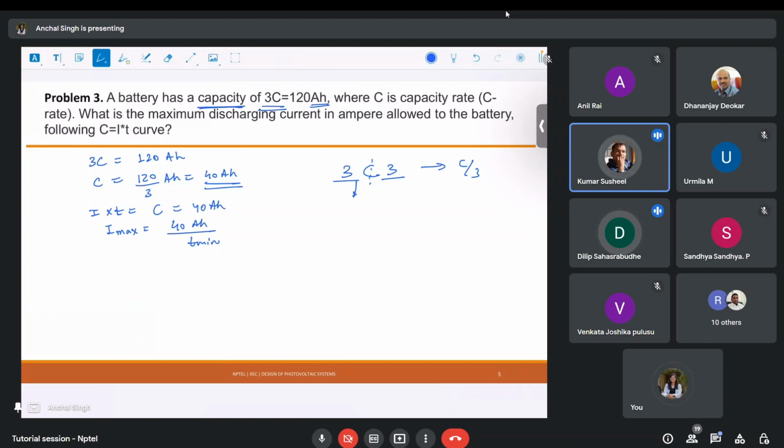Just read the statement before the comma: the battery has a capacity of 3C. After the comma you read where C is the capacity rate. C is a capacity rate, 3C is not a capacity rate. And in the bracket, is it mentioned C rate? Yes, in the bracket it is mentioned, the C rate. Okay, okay, sir.